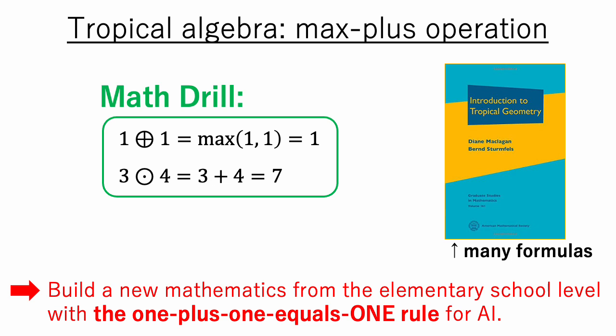It may take some time to get familiar with this new rule, but once you can describe your equation only with max and plus operations, or with tropical polynomials, you can utilize many formulas from tropical geometry. We expect something good happens if equations are closed with only max and plus operations. This is analogous to the situation: there are many helpful formulas in classical algebraic geometry for classical polynomials. Our ultimate goal is to build a completely new mathematics one more time from the elementary school level with the 1 plus 1 equals 1 rule.